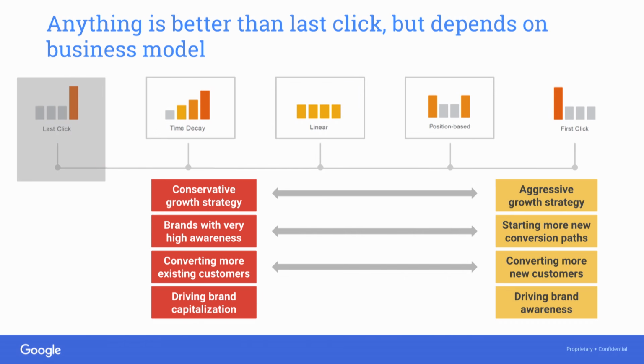There's one thing to remember within that question, which is that anything is better than last click. Good. So moving away from that is kind of step 1. In regards to how to choose a model, it does somewhat depend on your business goals. The sweet spot that we usually see is somewhere between time decay, linear, and position-based. Those 3 are highlighted there, in the order of more conservative growth strategy to a little bit more aggressive. So it just depends on where your business goals lie.